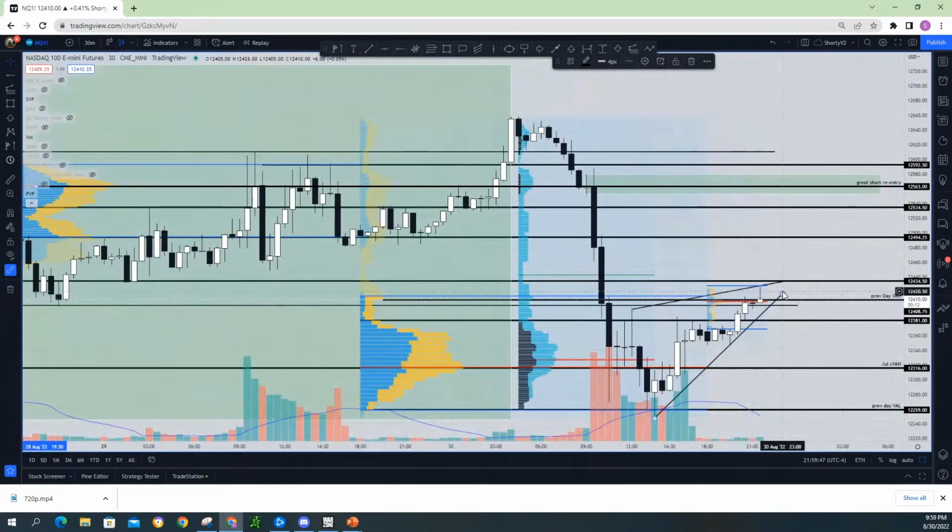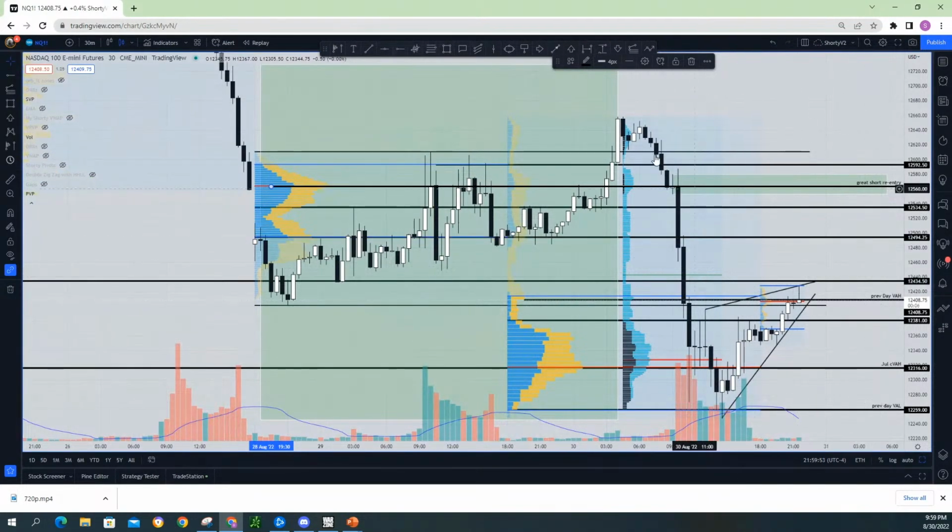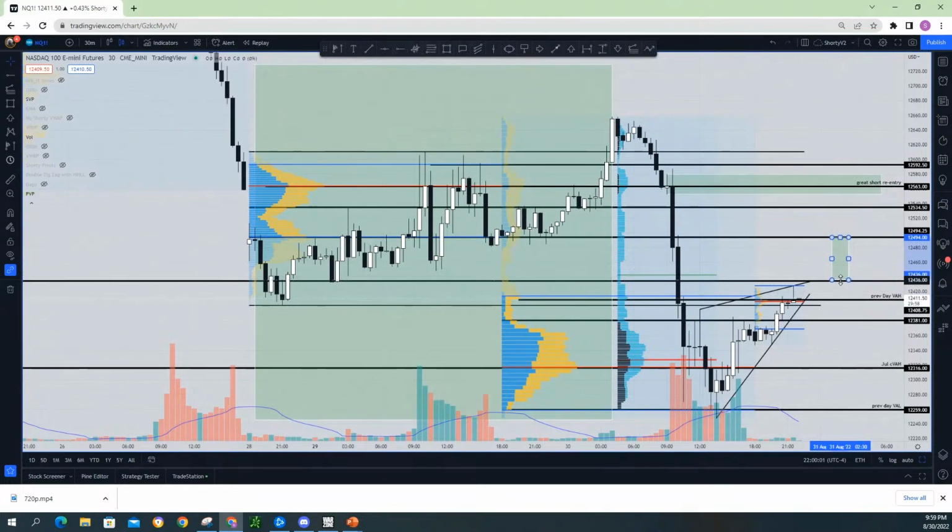So here we really need to break this 12-4-3-4, get in, and then you have free space here, guys. This literally is gonna just run from here to here. This is our honey pot. This is our money maker right here.